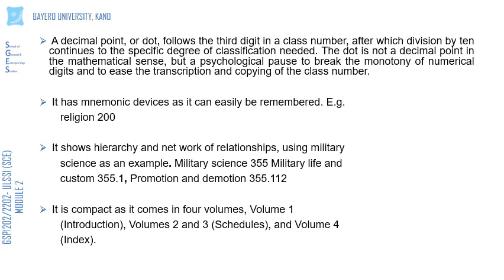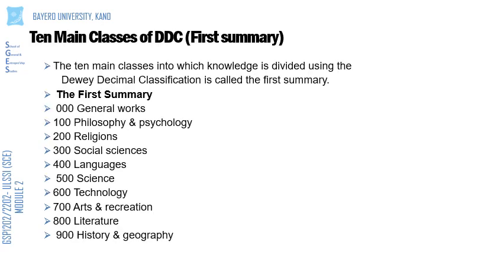It is compact as it comes in 4 volumes. We have volume 1, which is the introduction, which will tell users how to use the scheme. We have volumes 2 and 3, which are usually the schedule, and volume 4 is the index. The schedule is usually arranged numerically so that it will guide you to the main class. When you have the subject in mind, you will go directly to the schedule to see the number to which that subject belongs.